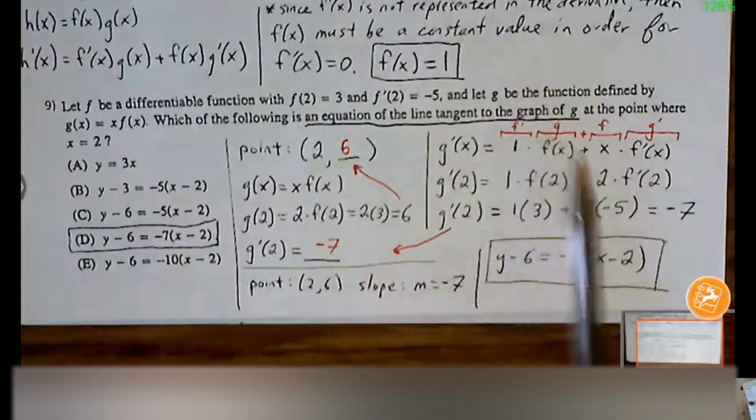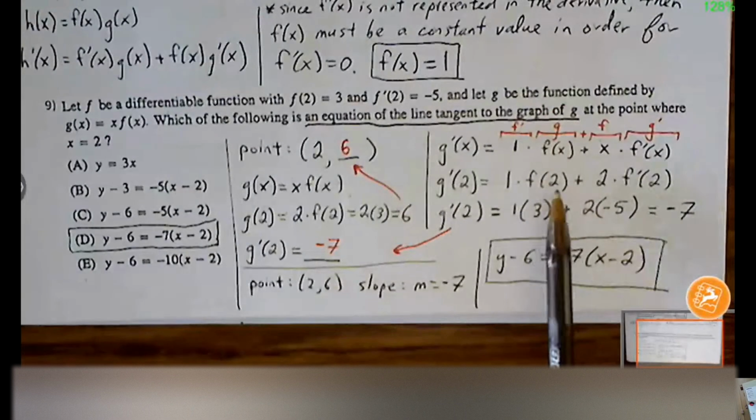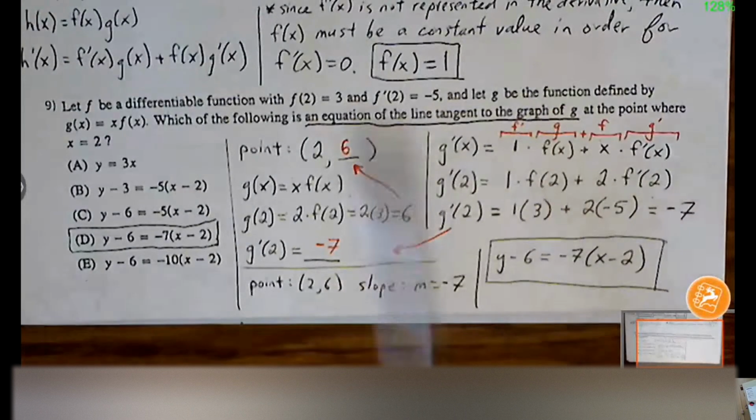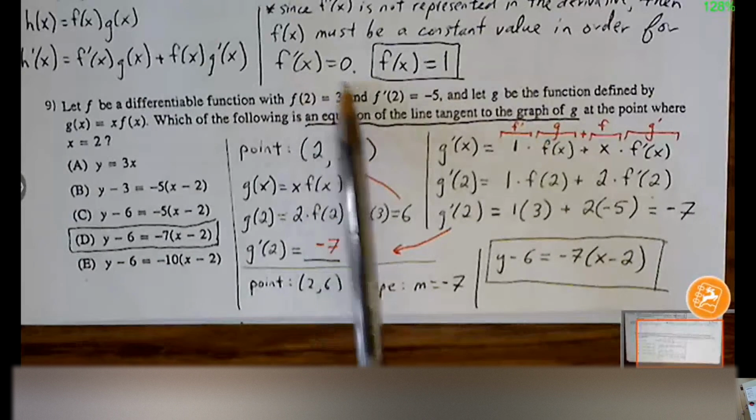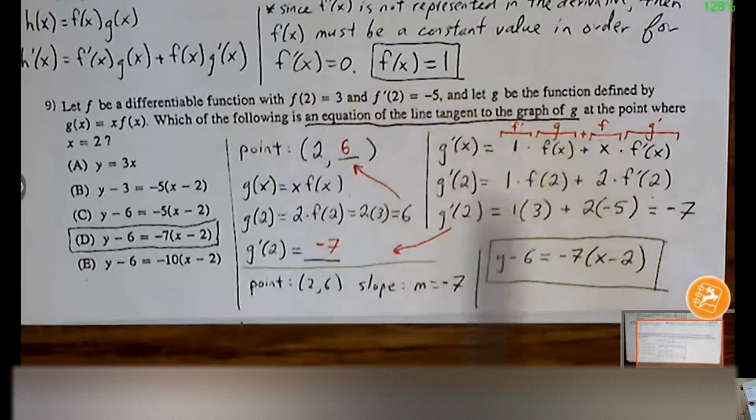So I'm going to enter 2 in for all the x's. I get f of 2 and f prime of 2. I go to what's given in the problem. f of 2 is 3, f prime of 2 is -5. Clean that up, I get it all the way down to -7. I have my ordered pair, I have my slope, point slope, answer choice D.